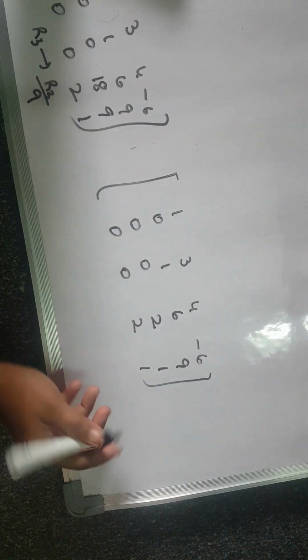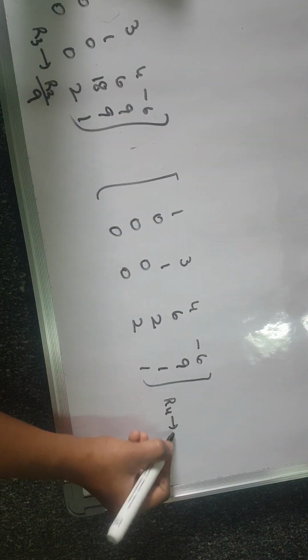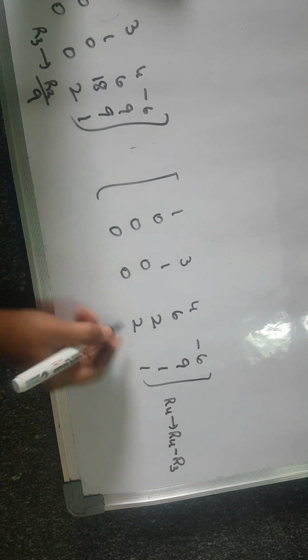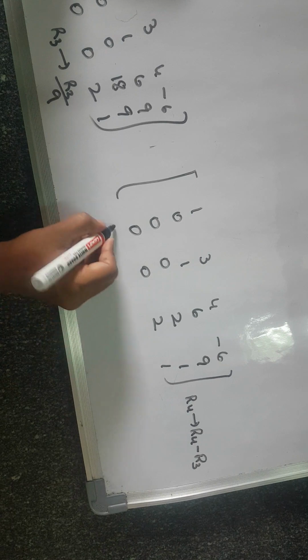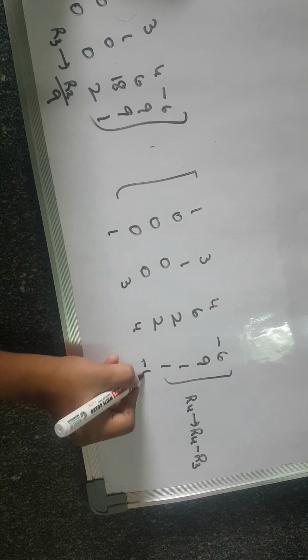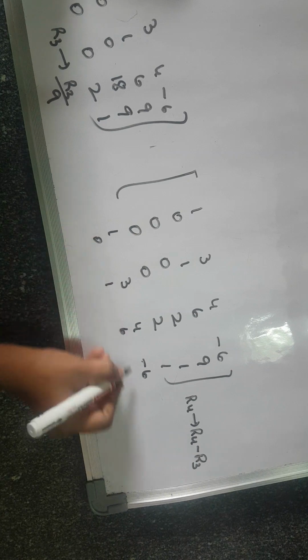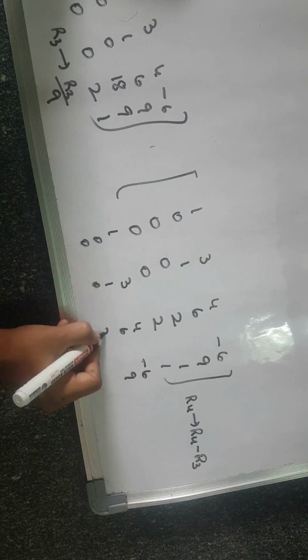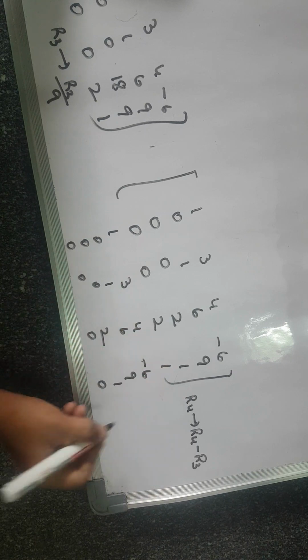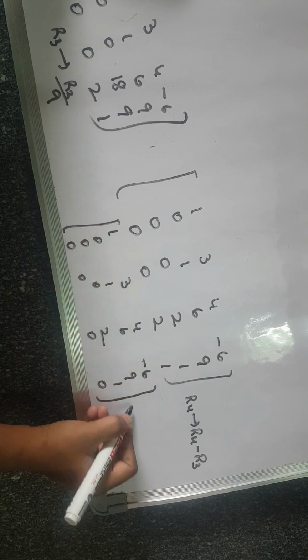Okay, make R4 implies R4 minus R3. What do these values become? 1 3 4 minus 6, 0 1 6 9, 0 0 2 1, and 0 0 2 minus 2, 0 1 minus 1, 0. So all the values become like this.